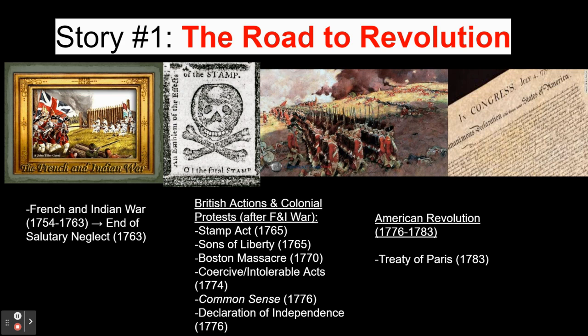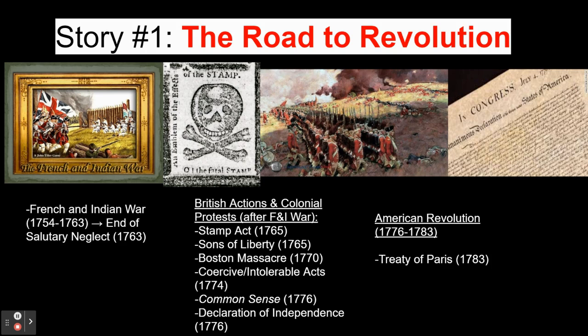So the French and Indian War was a battle for North America that was fought primarily by the two great empires of the time, the French and their Indian allies, which is why the colonists called it the French and Indian War, and then the British, their colonists, and their Indian allies. And that war lasts until 1763. And the result of that war is that Great Britain wins, takes control of North America, but in the process, they rack up tons and tons of debt.